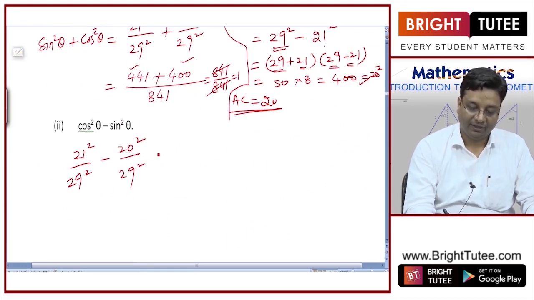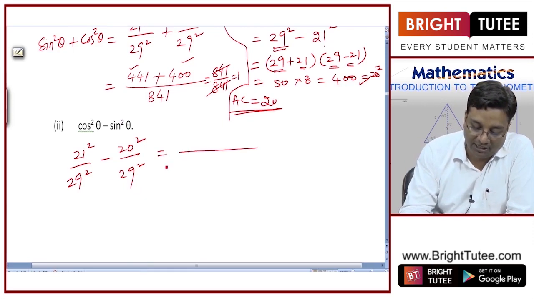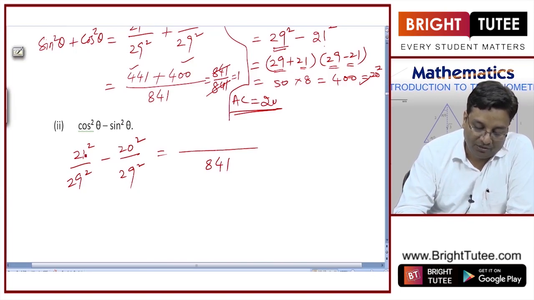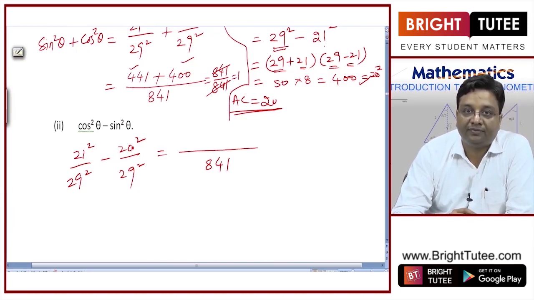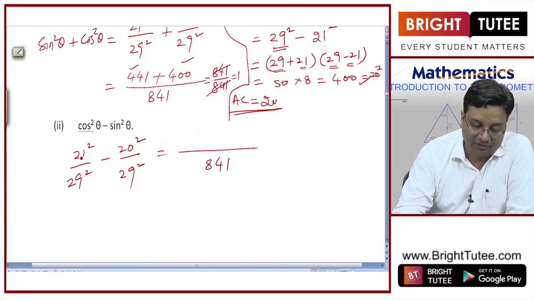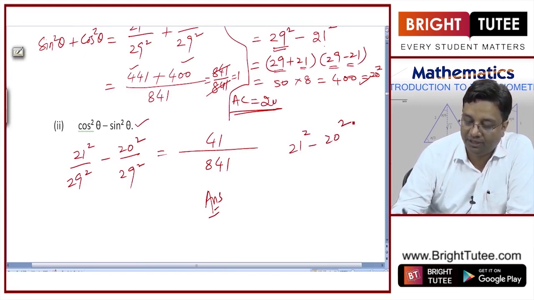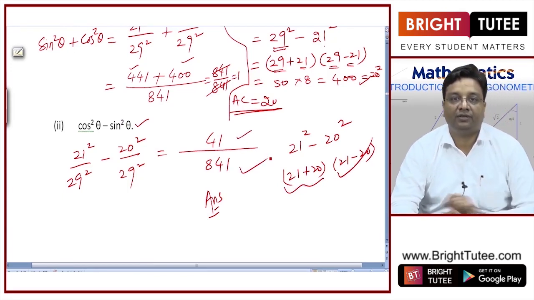So what is LCM? 29 square, and how much is 29 square? It is 841. What is 21 square minus 20 square? 441 minus 400, it is equal to 41. So it is 41 upon 841. So this is your answer for the second part. This calculation also is very simple. 21 square minus 20 square can always be written as 21 plus 20 into 21 minus 20. This is 1, so this is 41. So 41 by 841 is your answer.